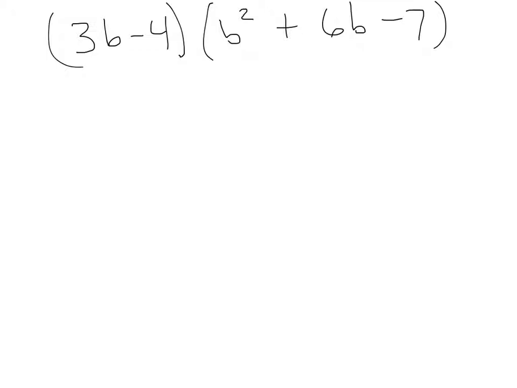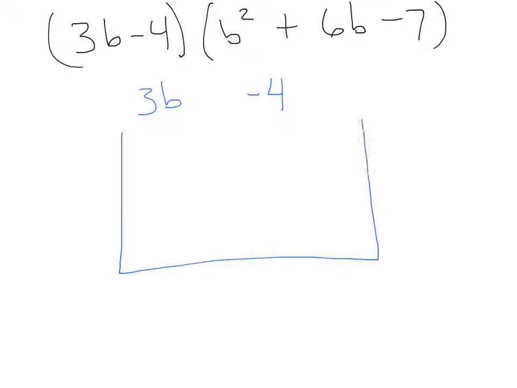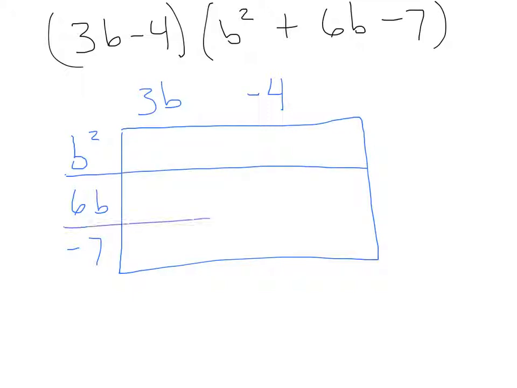Mr. Lemon, what happens when we have a binomial multiplying a trinomial? What changes? Answer, nothing. Watch. You have 3b and a negative 4, you can make a little rectangle. In the second polynomial, which happens to be a trinomial, you have b squared. You list the terms. You have a positive 6b and you have a negative 7. So yes, we could actually split this up like so. The first result, these two multiply for 3b to the third.